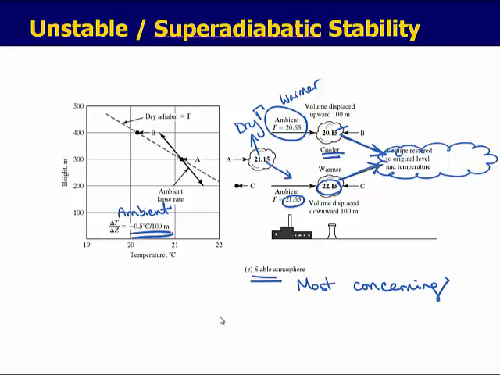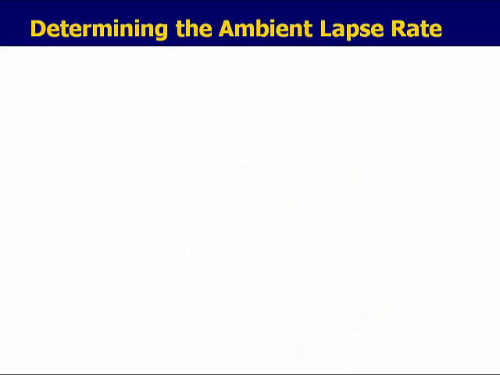The rule of thumb here to determine a stable atmosphere is that the ambient lapse rate is greater than the dry adiabatic lapse rate. So in this case, we had negative 5 degrees Celsius per 100 meters is greater than negative 1 degree Celsius per 100 meters. You include the sign when you take the comparison. In your homework, you're given actual weather tower data, and you're asked to determine the stability class.